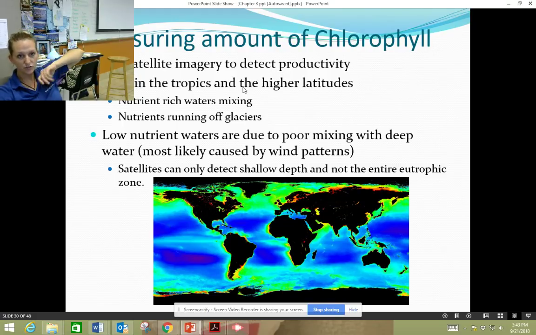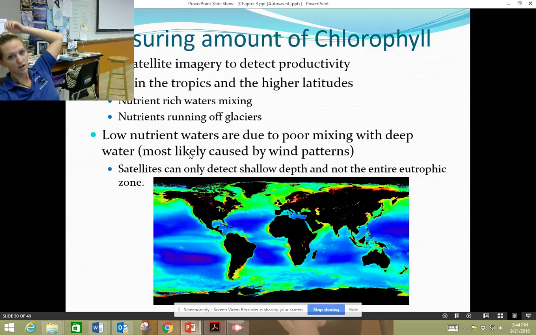It's very high in the tropics and in the higher latitudes, because you have nutrient-rich water mixing, running off of the coastlines. You also have nutrients running off glaciers. Low nutrient waters are due to poor mixing with deep waters. Typically, it's caused by wind patterns, and I did mention that. So like down here, yeah, it's in the open ocean, but you have really good wind currents causing mixing of the waters. It's almost like a water conveyor belt underneath.